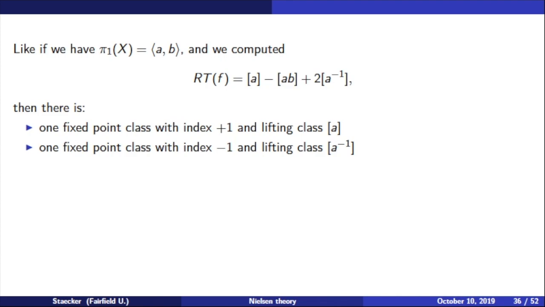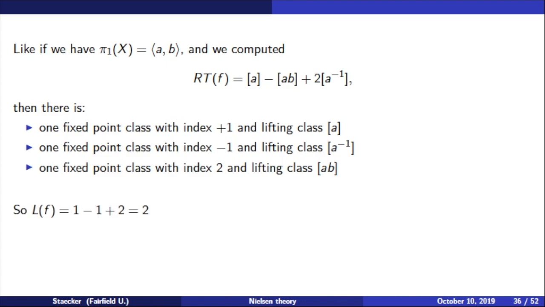Oh, I have this mixed up. Sorry. This should say AB. There's another fixed point class with index minus 1 and lifting class AB. And then the last term, I switched those. The last term indicates that there's a fixed point class with index 2 and lifting class AB.